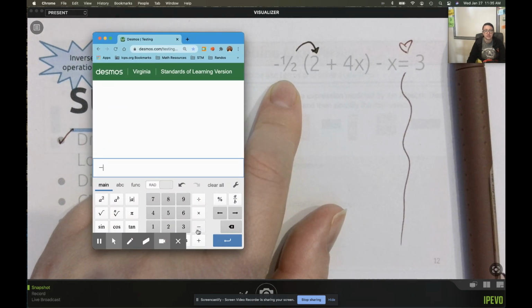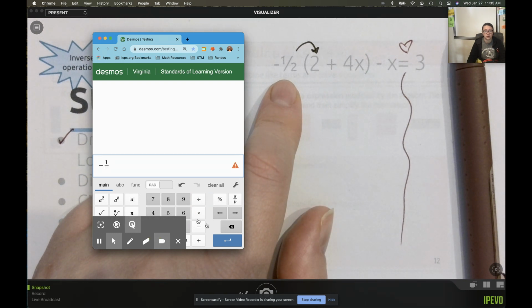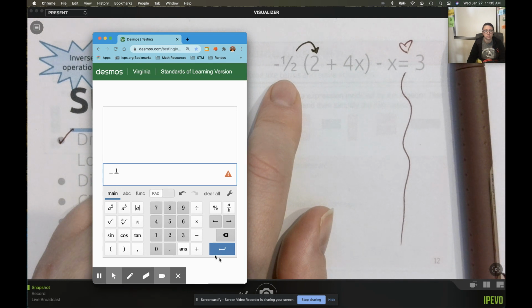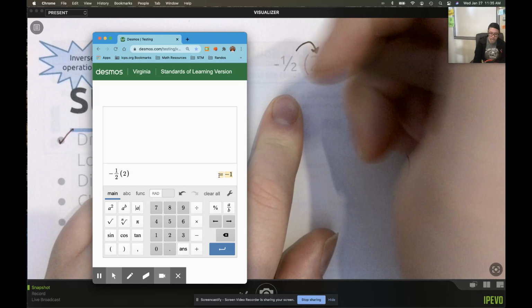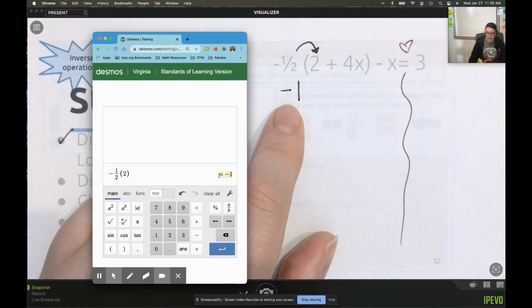I have negative 1/2. Oh goodness. Negative 1/2, I arrow over. Negative 1/2 times, I'm just going to use parentheses, negative 1/2 times 2. And I see that that is equal to negative 1. So there's my first part. I've got negative 1 there.